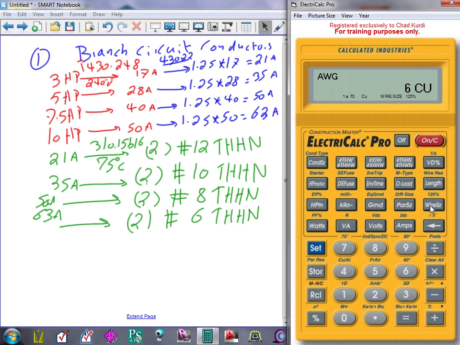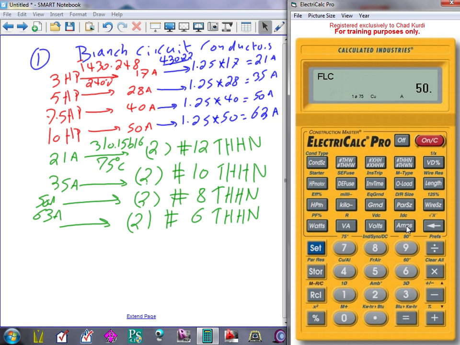Did you press amps on here? I want to see what it is. My amps, 50 amp. So it doesn't multiply the 50. It doesn't do this step here. It does it with the set and wire size. Any question, guys? So now you know how to use a calculator to find the branch circuit for any motor.